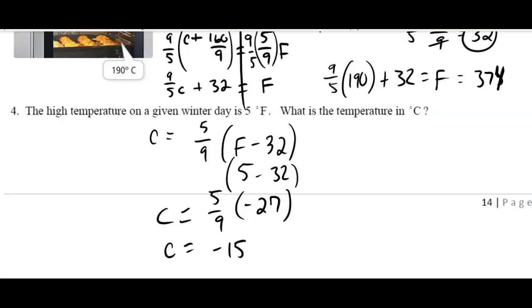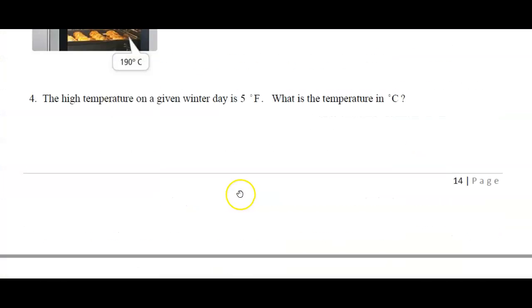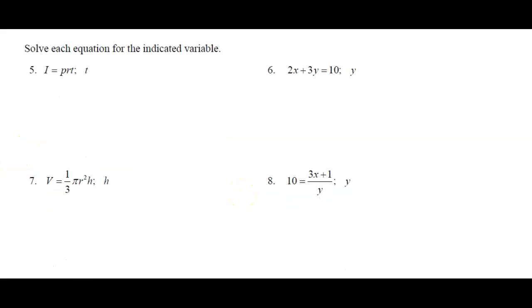And that is it for today. Your assignment is in your note packet. Remember, I hinted at this number 7. Whoa. Number 7, to solve for h. You could just divide by pi r squared. So you have v divided by pi r squared, and then multiply both sides by 3. So you get 3v divided by pi r squared. So I just kind of did that one out loud for you.